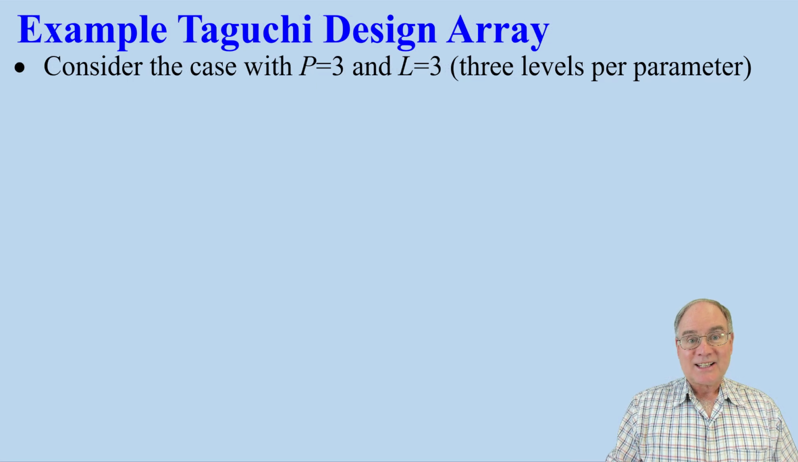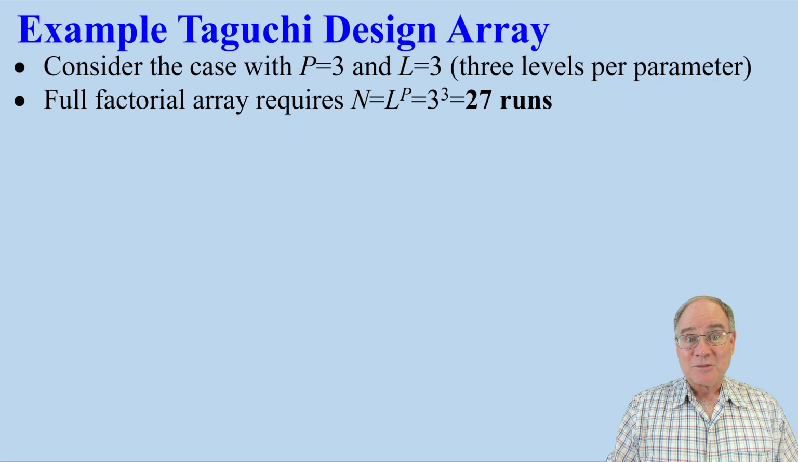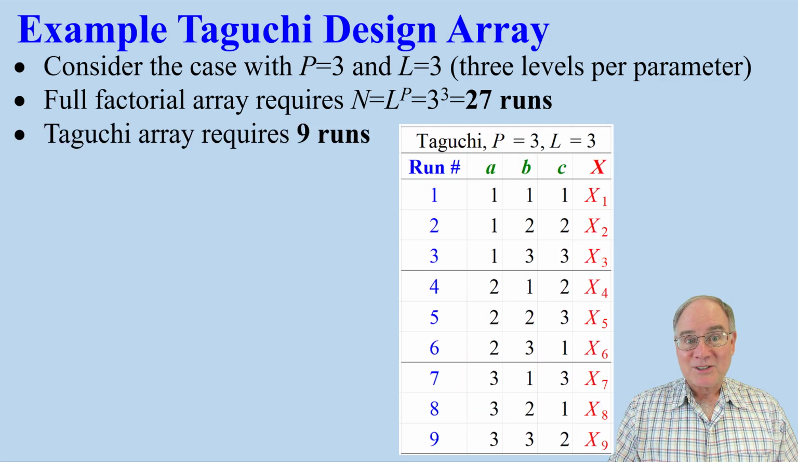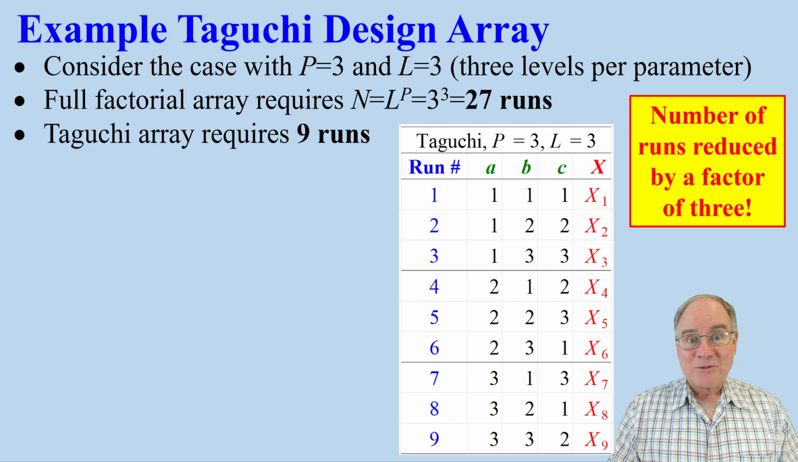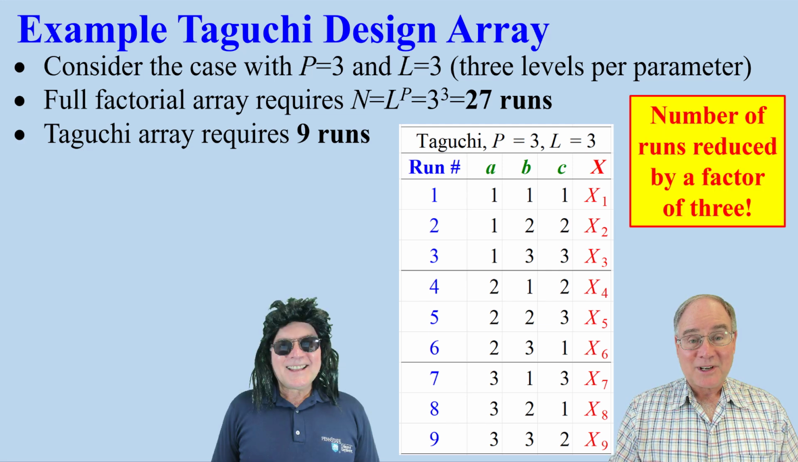Now consider the case with P equal 3 and we'll keep L at 3. The full factorial array would require 27 runs, but the Taguchi array requires only 9 runs. The number of runs was reduced by a factor of 3.